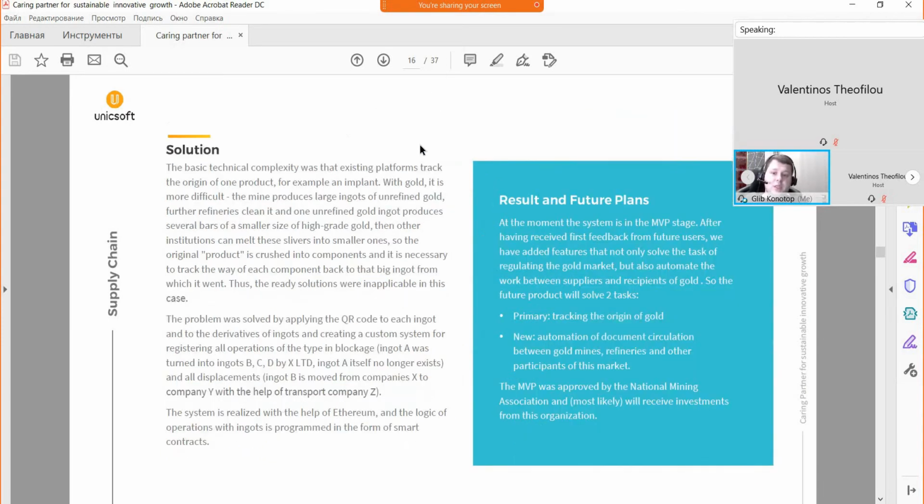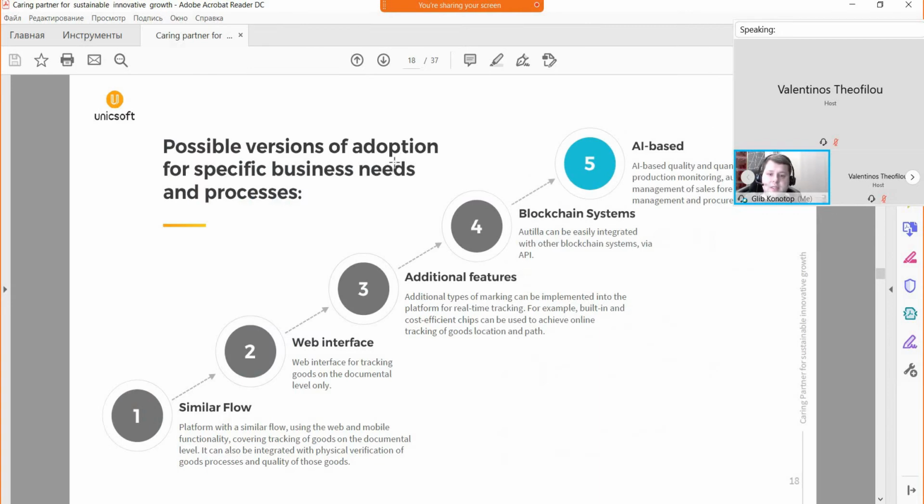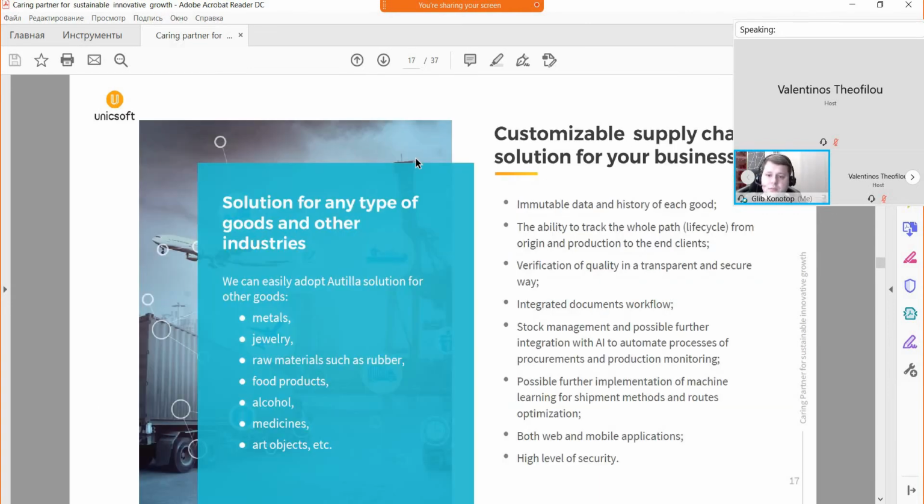What's interesting with this solution is that you can simply replace gold with any other type of goods. So it could be not jewelry or metals. It could be raw materials, alcohol, food products, medicines, art objects, clothes, and many others. Because the technology itself works, it's proved, and you can simply apply QR codes to any goods you want to track during the whole supply chain system.